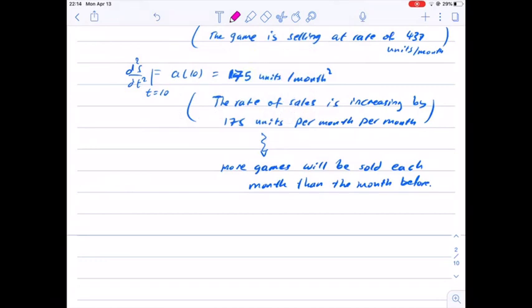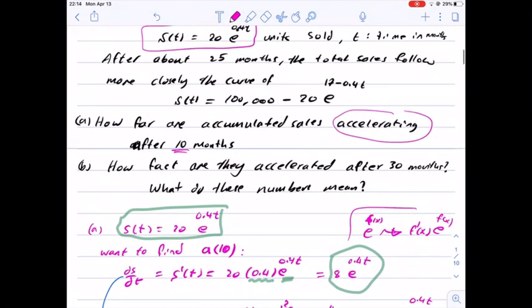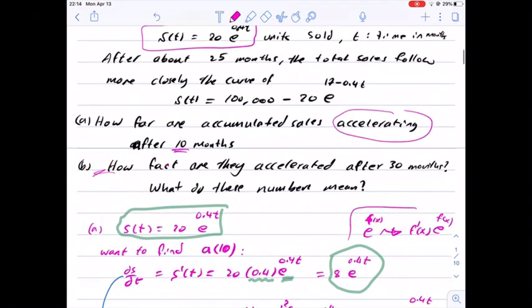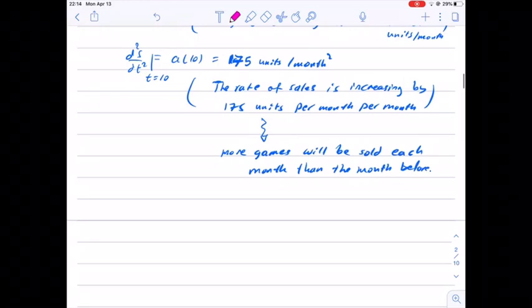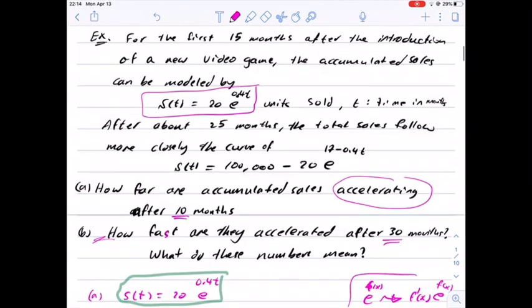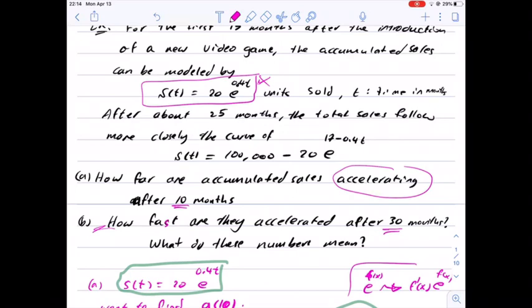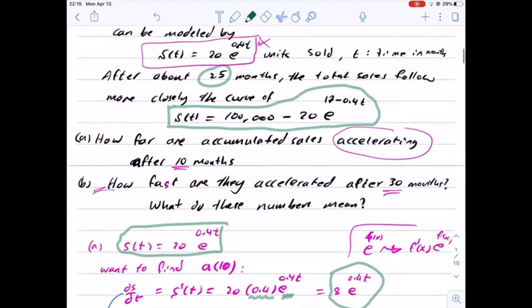Okay. Now what happens after 30 months? Because part B asks us to see how fast they are accelerating after 30 months. So we want to find a after 30 months. So after 30 months, we can't use the first function. We can't use this function. But we need to use the second function, this function, because this deals with 25 months or more.